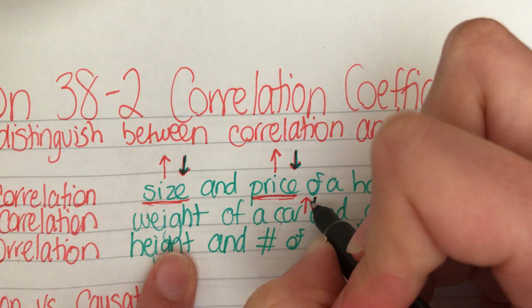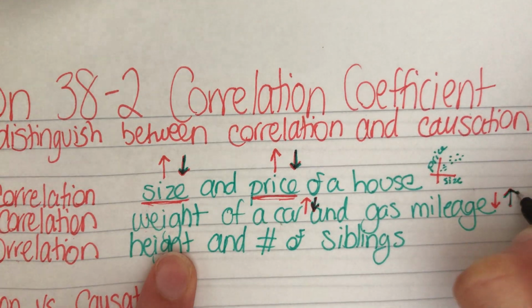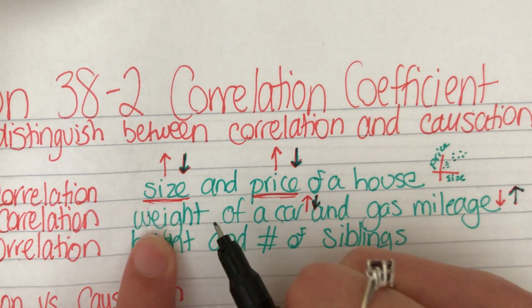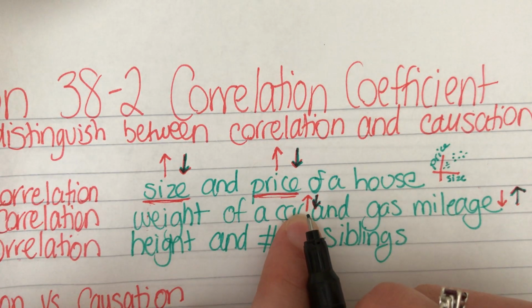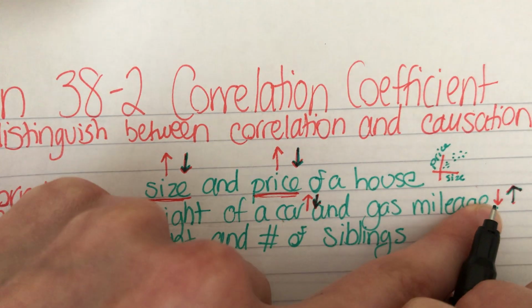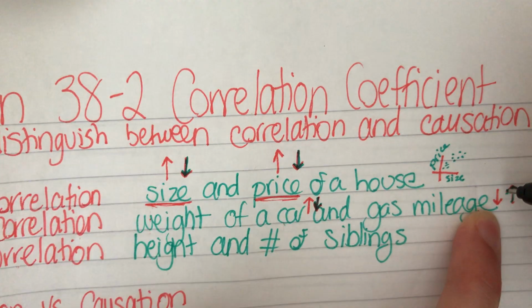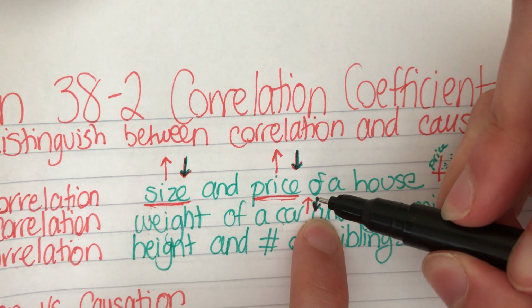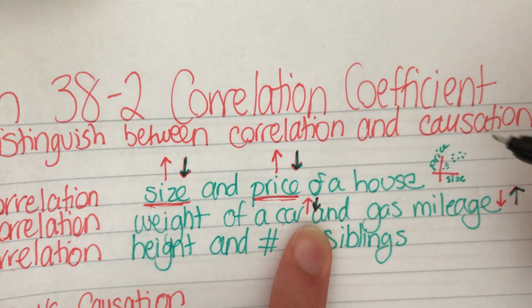Okay, negative correlation, here's another example. This is kind of the opposite in a sense: the weight of a car and the gas mileage. So in the red scenario, if the weight of a car is higher, so it weighs a lot, that usually means that the gas mileage is pretty low.